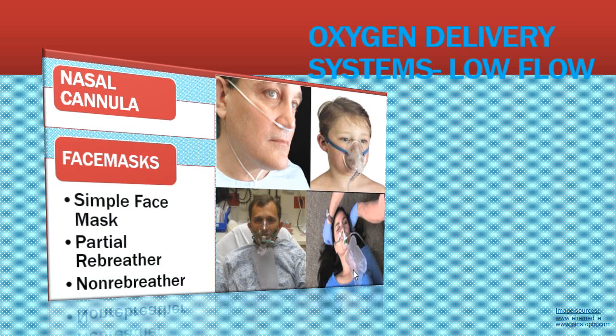We have the partial rebreather masks and the non-rebreather mask. The partial rebreather mask is going to deliver about 60 to 75% FiO2 if the flow rate on the meter is keeping the bag 2/3 full. The non-rebreather mask is going to deliver between 80% to 95% FiO2 if the flow rate is able to keep the bag 2/3 full. So you want to make sure that the flow rate in the oxygen delivery is high enough on the wall that the patient is getting the correct FiO2 they need.